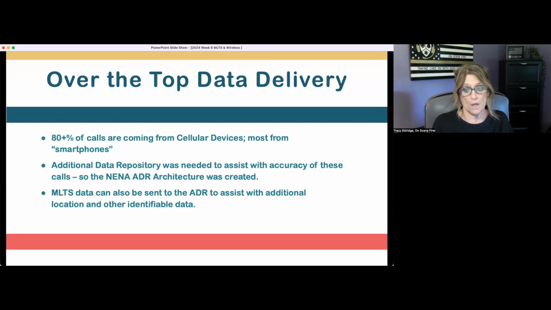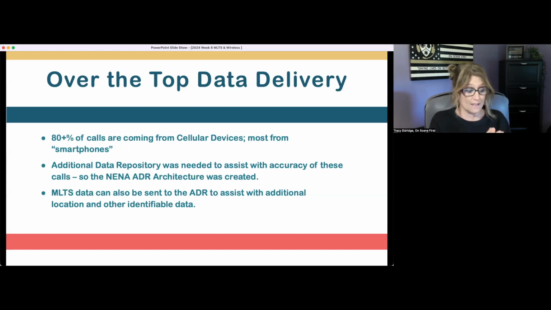MLTS data can also be sent to the additional data repository to assist with additional location and other identifiable information. One of the things that I was super proud about being at Rapid SOS was we were able to stand up the first additional data repository that was able to send additional data into 911, but it was via an over-the-top data delivery. In the beginning, a lot of folks balked at the fact that it needed to be an over-the-top solution. Everybody wanted it right into the 911 phone system, as did I.